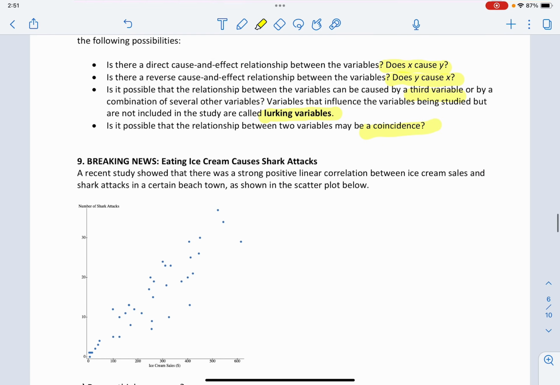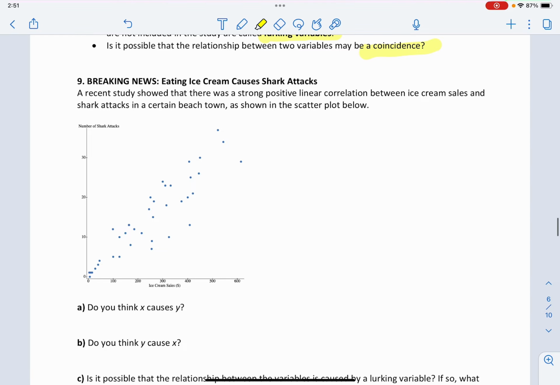Okay, so here's an example. Breaking news: eating ice cream causes shark attacks. Notice the word there is "causes." This one's kind of a silly example, because we all know that eating ice cream probably does not cause shark attacks. But a recent study showed that there was a strong positive linear correlation between ice cream sales and shark attacks in a certain beach town. And we have proof of it.